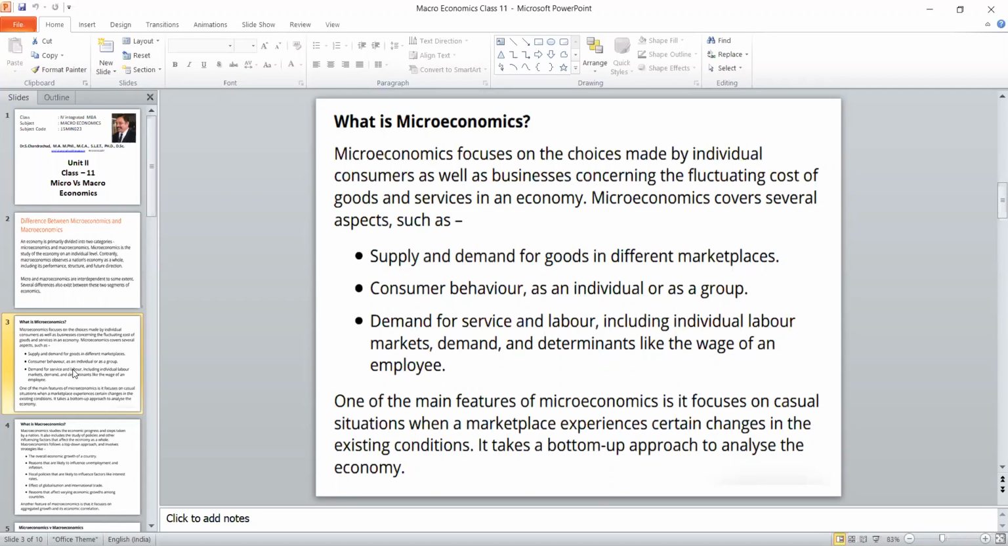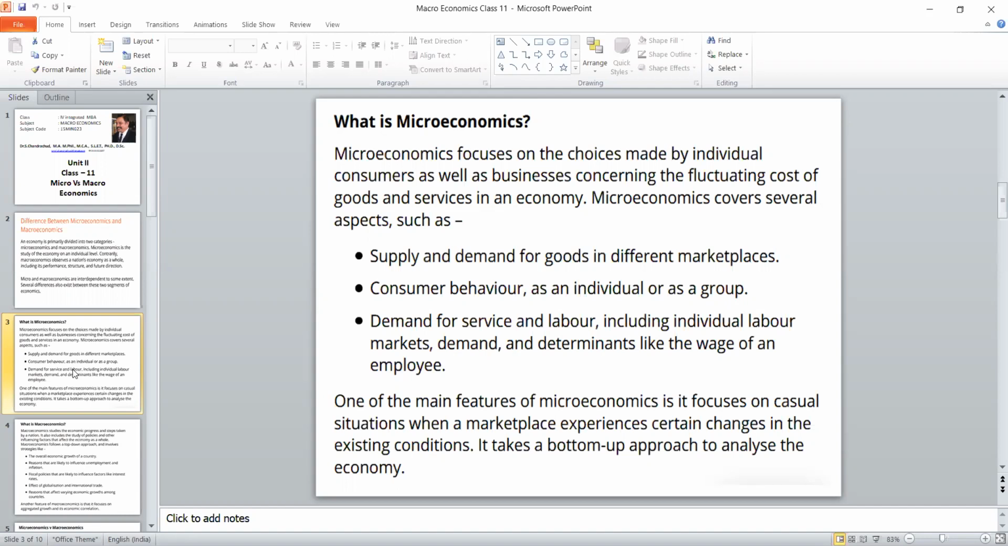What are the points to be included in this? First, we use a keyword called individual. It talks about the individual consumer or individual firm or individual industry, a particular unit. That keyword you should use in micro. So you should answer in this way. Microeconomics is the choice of an individual consumer as well as a business concerning fluctuation in the costs and services of the economy. A particular unit will be taken into account. For that, the supply and demand, how the consumer is behaving, and what the labor input is. All these things should be at a micro level.